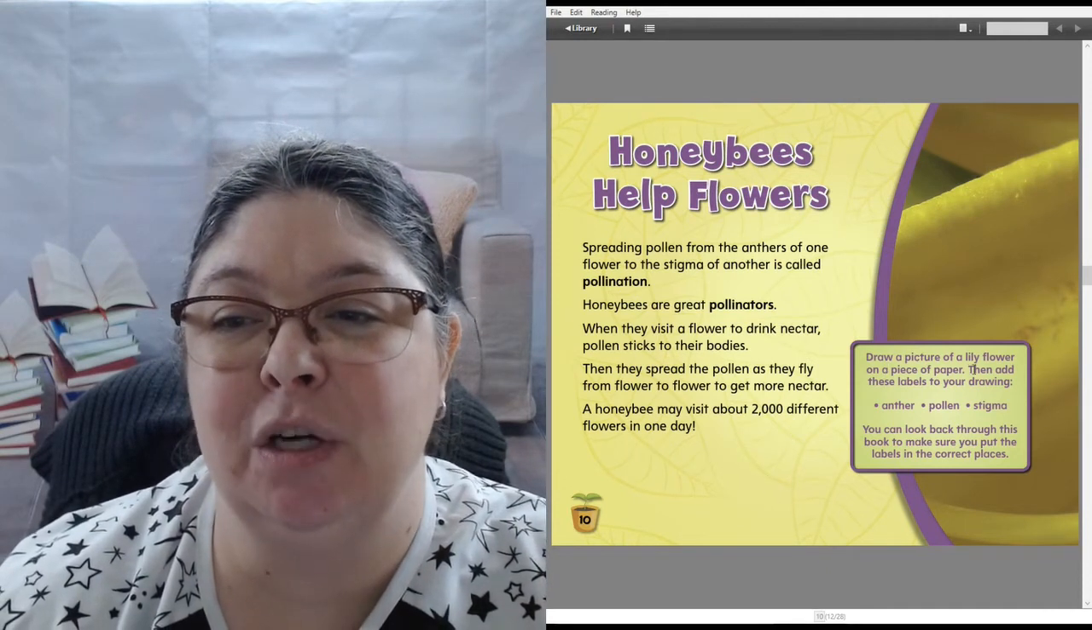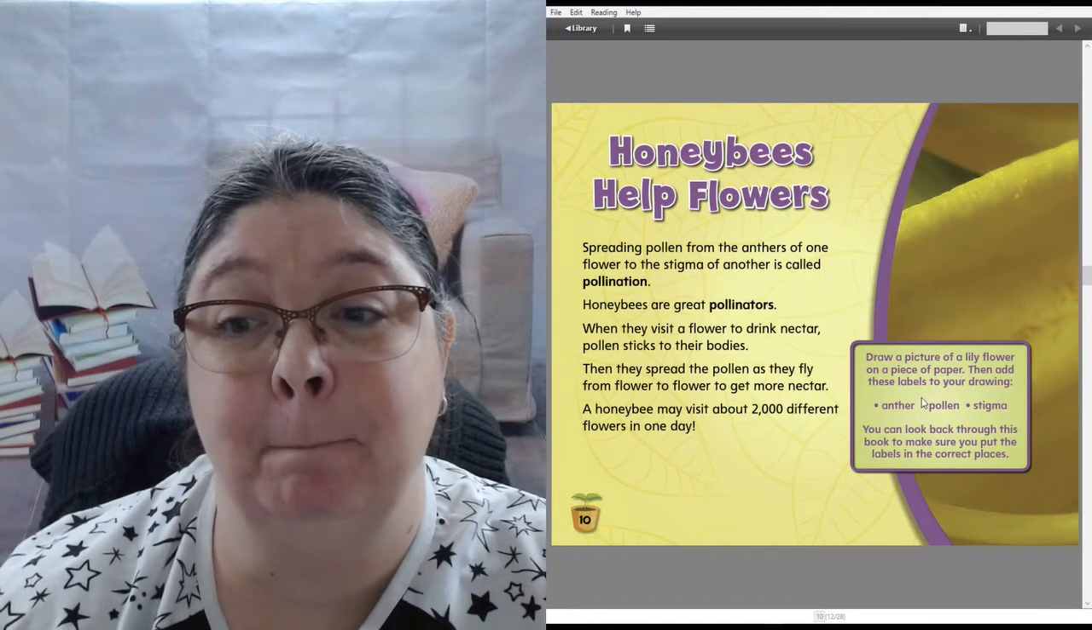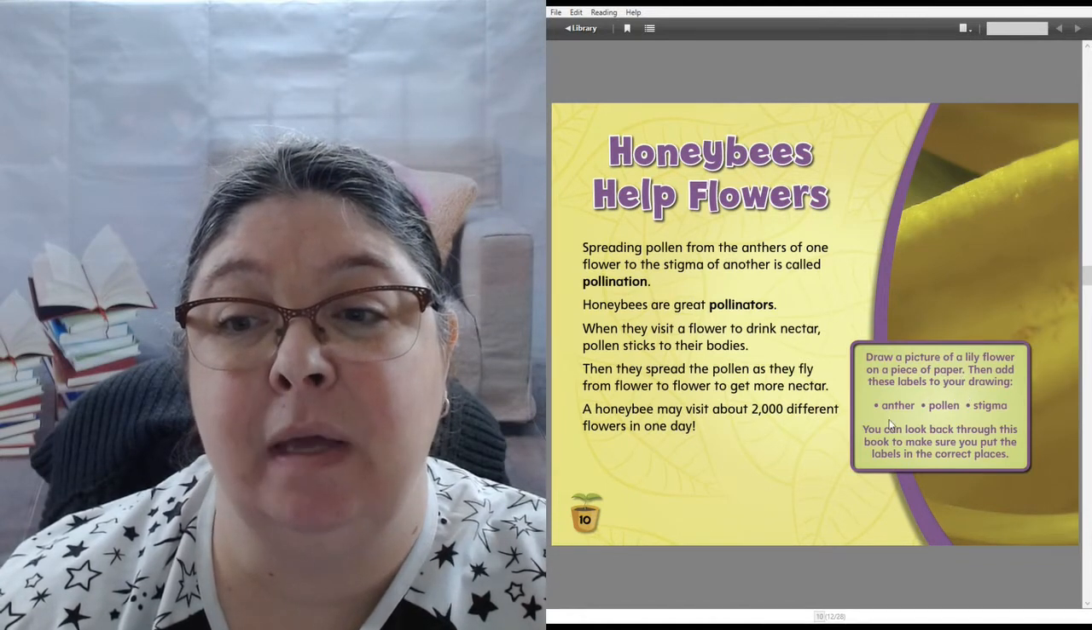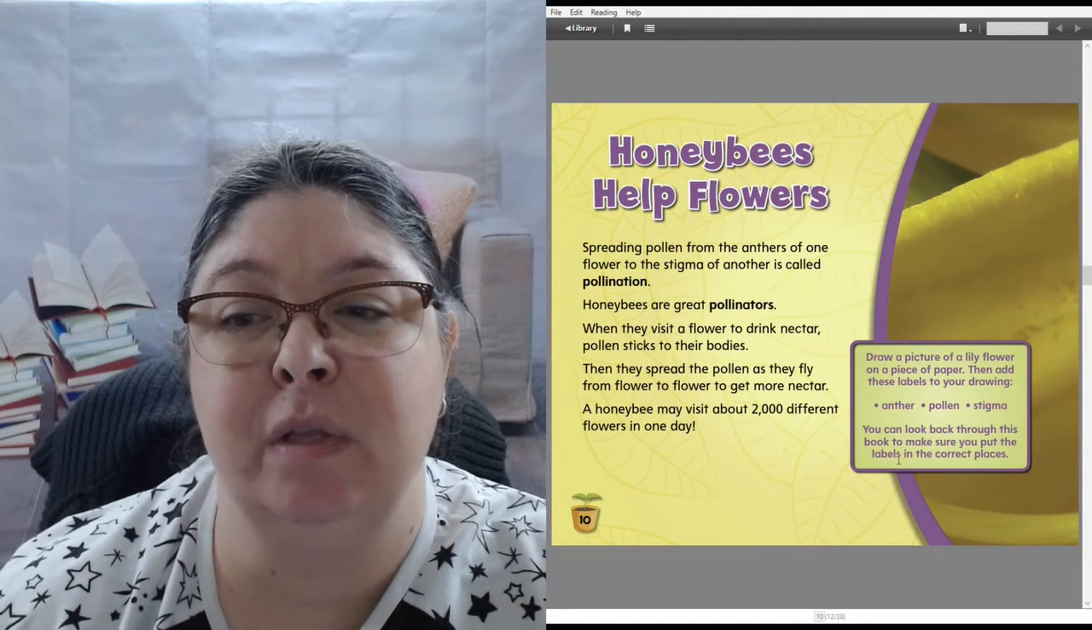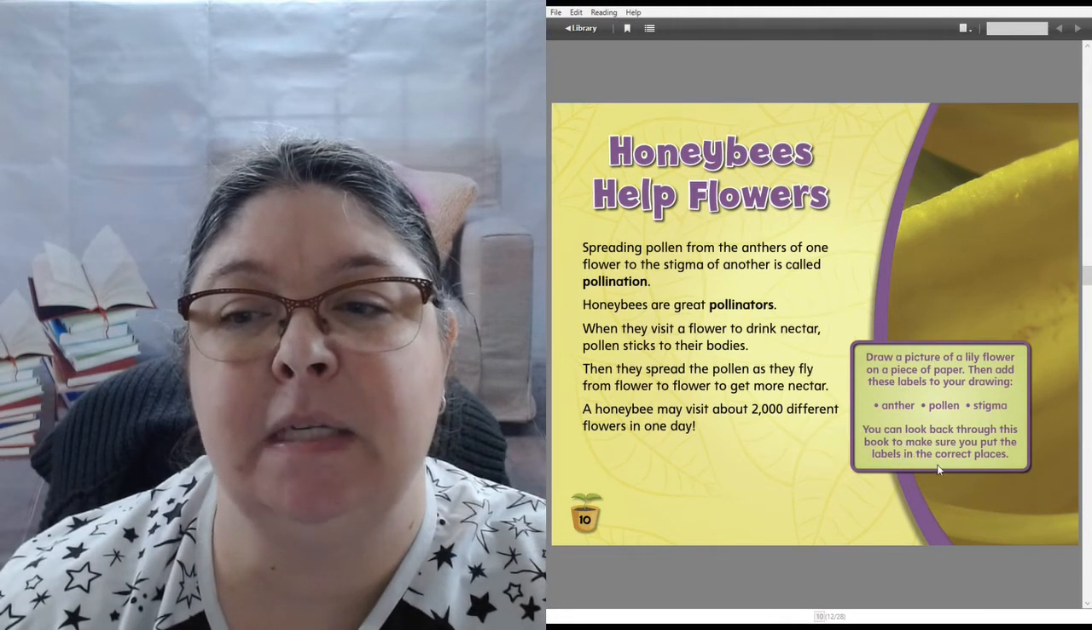Here it says, draw a picture of a lily flower on a piece of paper. Then add these labels to your drawing. The anther, pollen, and stigma. You can look back through this book to make sure you put the labels in the correct places.